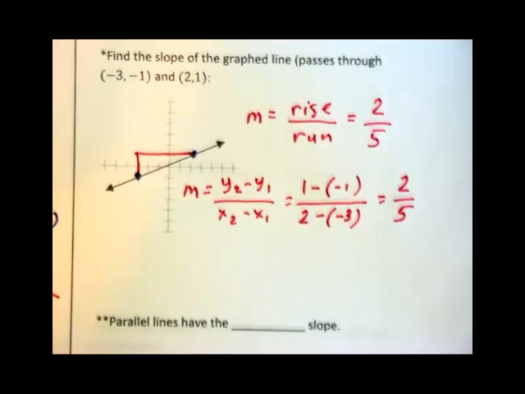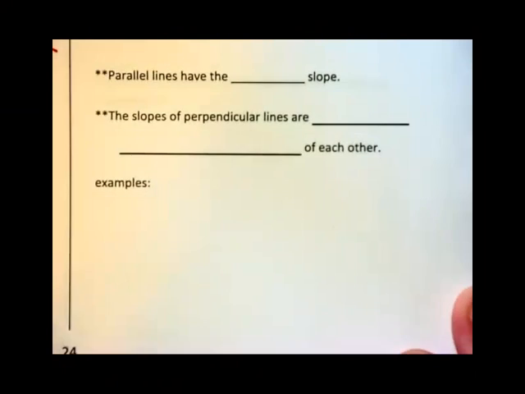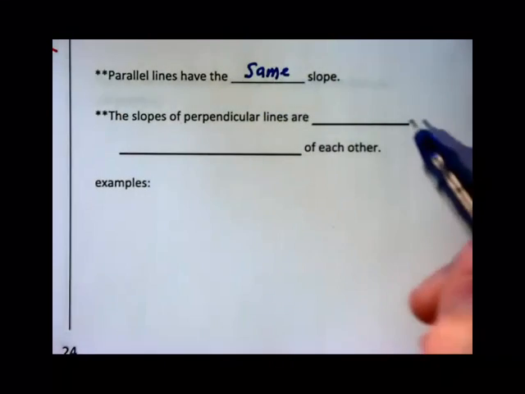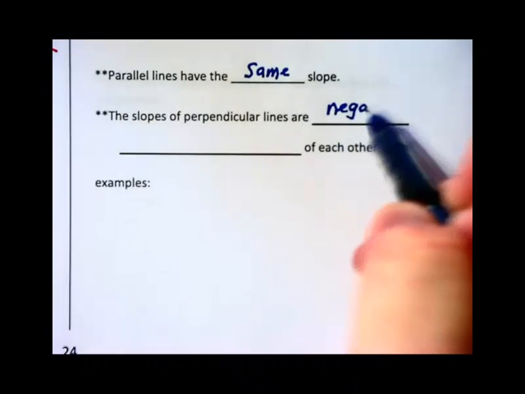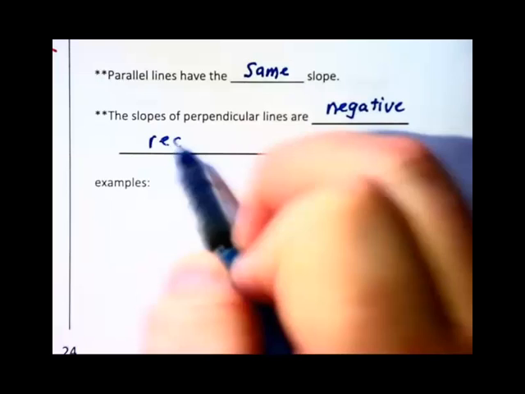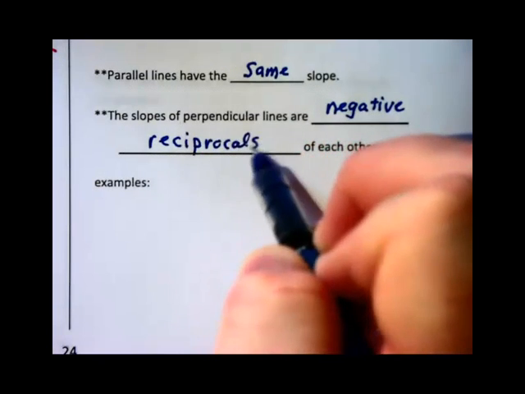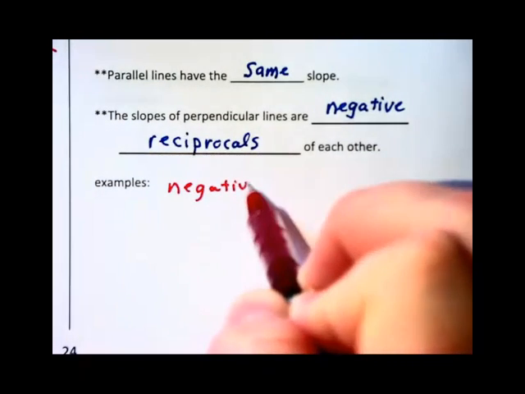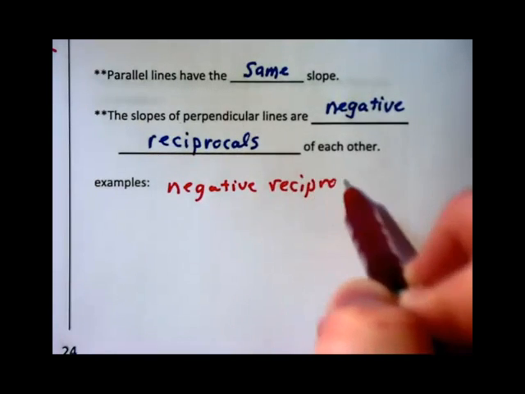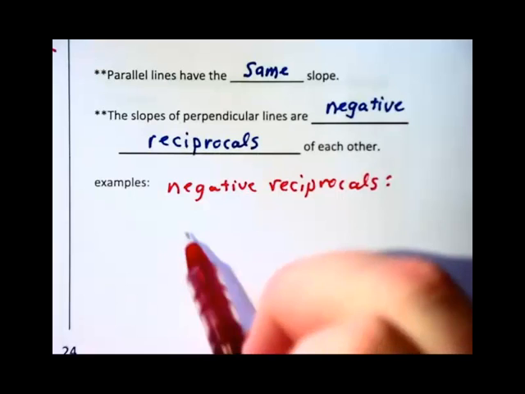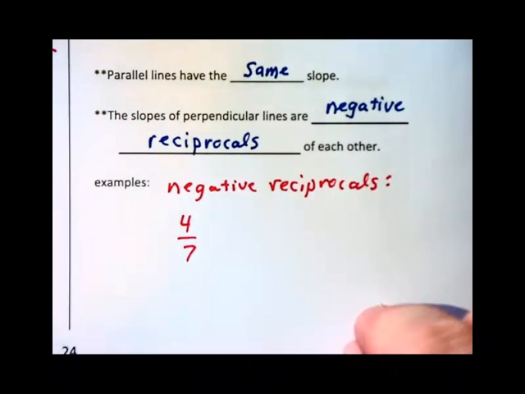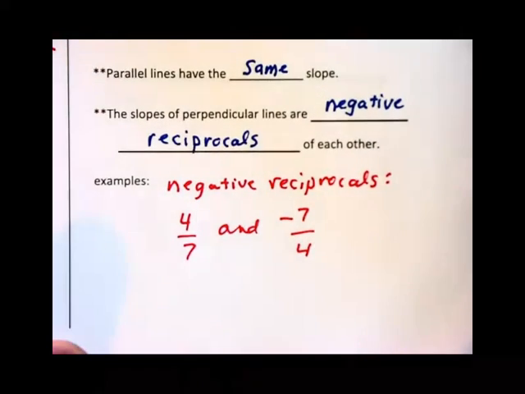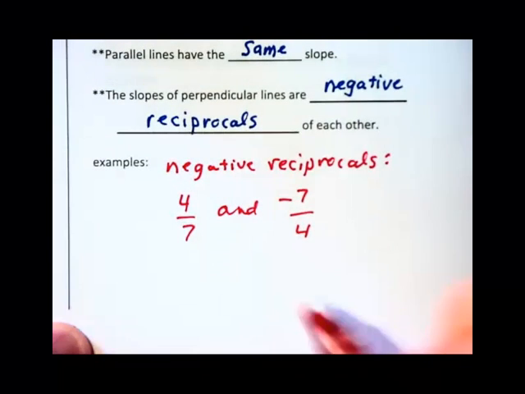Okay, a couple key sentences coming here. Parallel lines have the same slope, and the slopes of perpendicular lines are negative or opposite reciprocals of each other. Now, what do I mean by negative reciprocals? Well, here we go. Negative reciprocals. Let me write that out really quickly. If you have the fraction 4 over 7, its negative reciprocal would be negative 7/4. Flipping the fraction over and multiplying by negative 1.